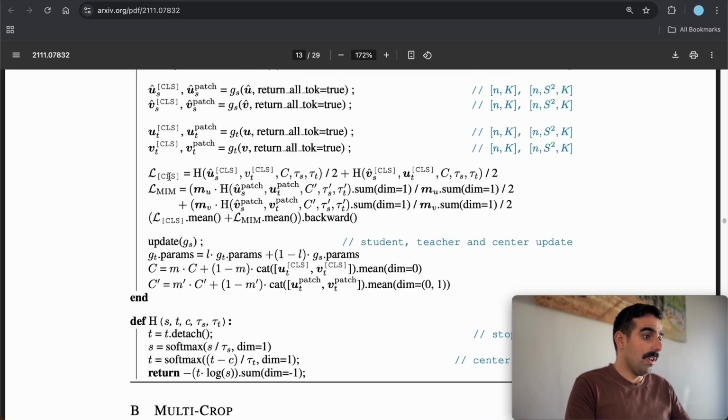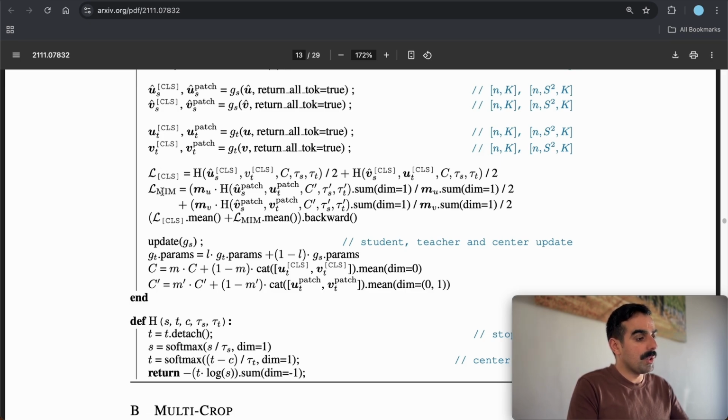For the class loss, which in DINOv2 is called the DINO loss, we're passing the student with the teacher and the center and making it symmetric by doing the swap view. So in H, we're doing the softmax on the student output. On the teacher output, we're doing the centering by subtracting the C, and sharpening by dividing it by tau, and performing softmax. Then we're returning the loss for the class token.